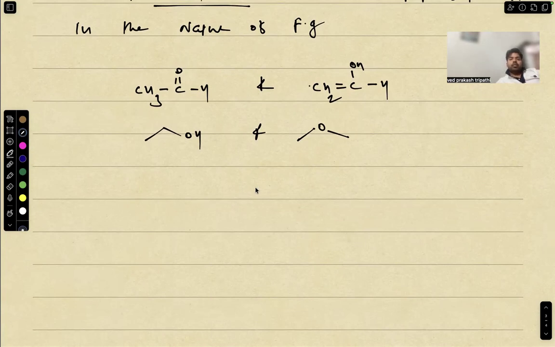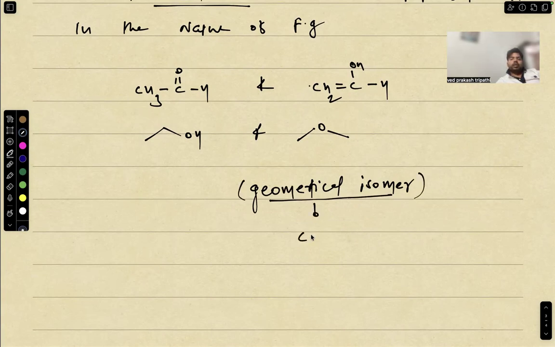In the next, we are going to start the stereo, and in stereo, we are going to do geometrical isomer, which is very, very important. So in the next video, we will cover geometrical isomer, which is observed in carbon double bond carbon, like cis trans, E and Z. So in the next video, we will start geometrical.